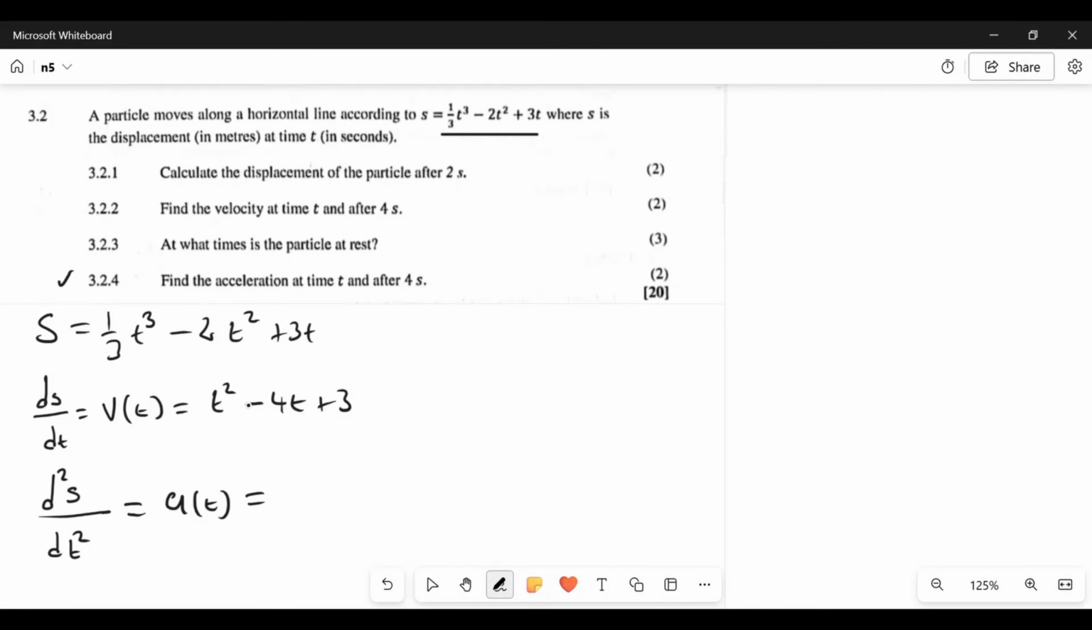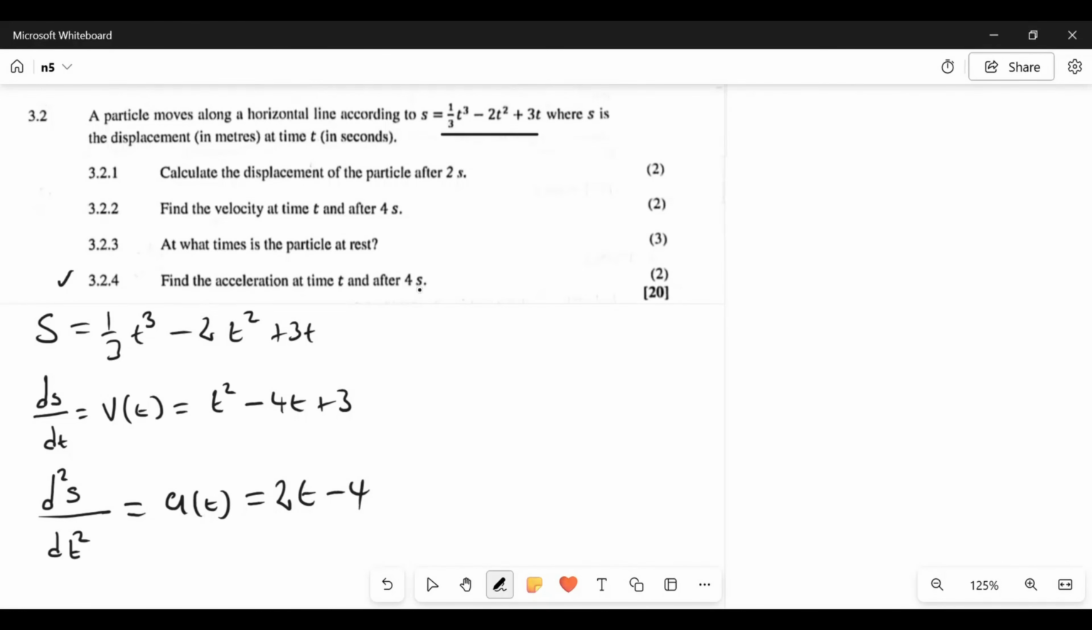It's going to give us the second derivative of our formula, which is going to be 2t minus 4. So this here is our formula for acceleration. Guys, whenever they say calculate acceleration and they give you the time there, you need to do the second derivative.